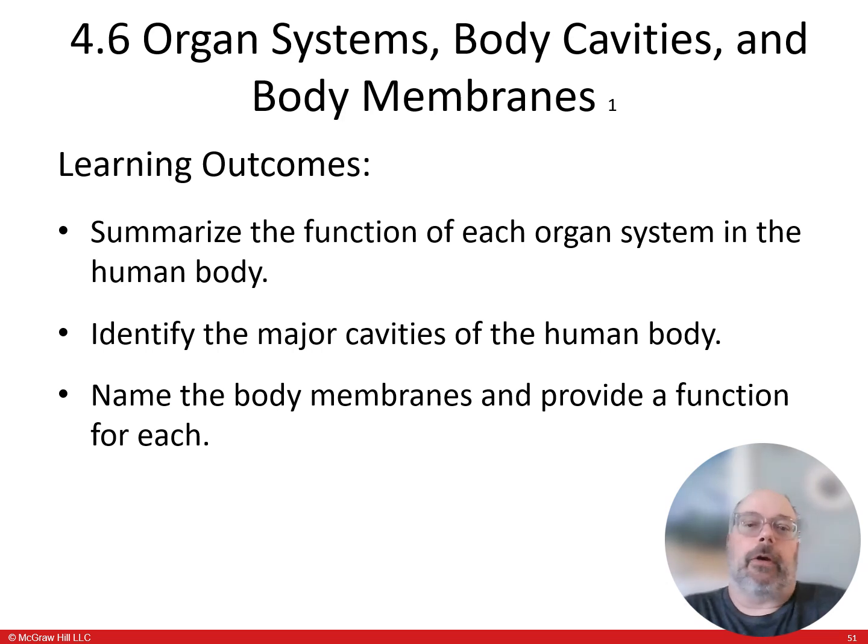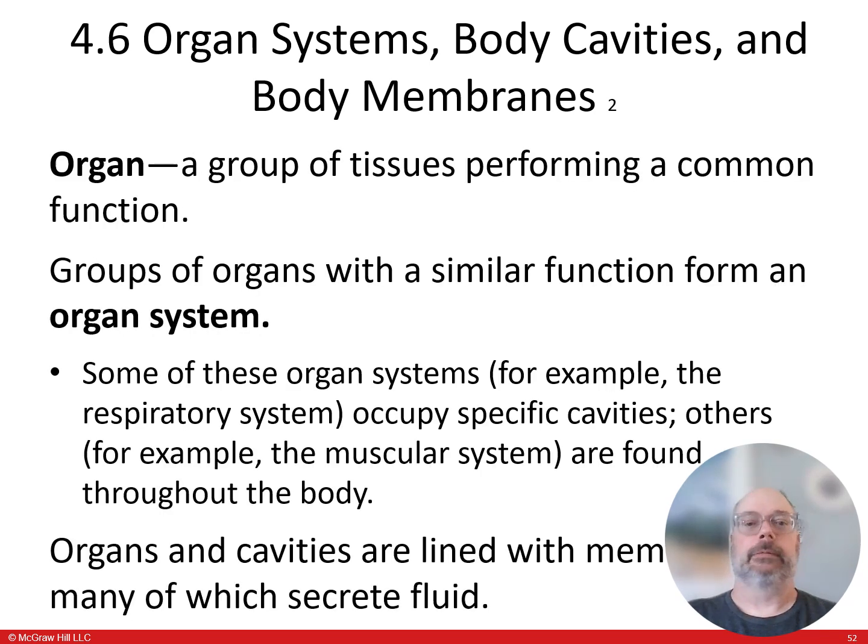All right, so now we're talking about organ systems, body cavities, and body membranes. So an organ is a group of tissues performing a common function. And so groups of organs with a similar function form an organ system. And remember, we have tissues, and below tissues, the building block is cells. So it goes cells, tissues, organs, organ system.